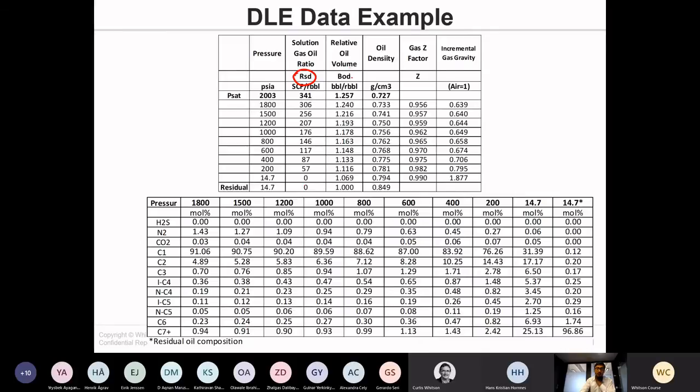And then we have the relative oil volume, that's Bod, the oil formation volume factor. We have the oil densities, and that's something we were discussing before. This is the density that is measured, and all the other densities are calculated from the material balance. And gas Z factors, and then the gas gravities are measured. And then this is for the compositions of gases at each pressure stage. That's the first pressure stage below the bubble point, 1800 psi here, and then 1500, 1200, and then in the last stage we have the gas composition, and we have the residual oil composition.